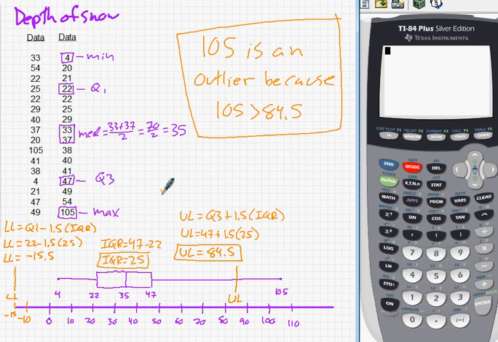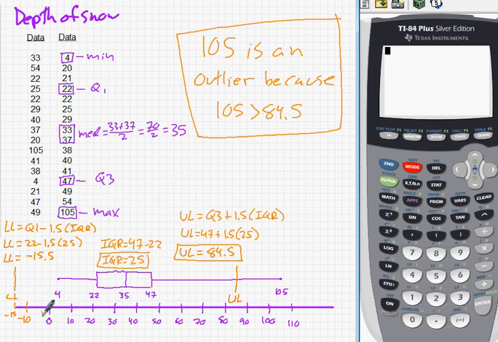Well, I suppose it's possible. Maybe this was set in some valley that got a particular concentration of snow. It's possible that we could have this kind of snow depth.